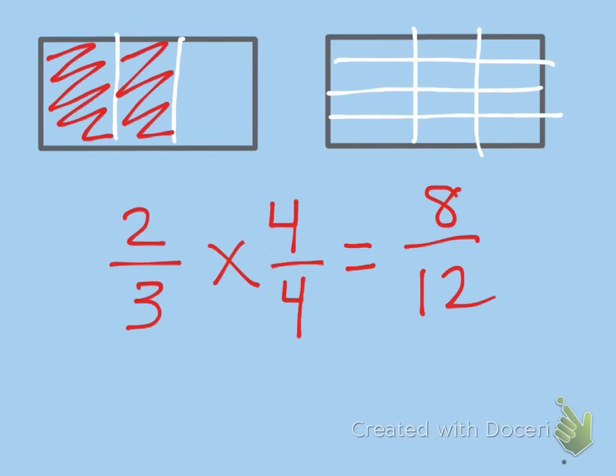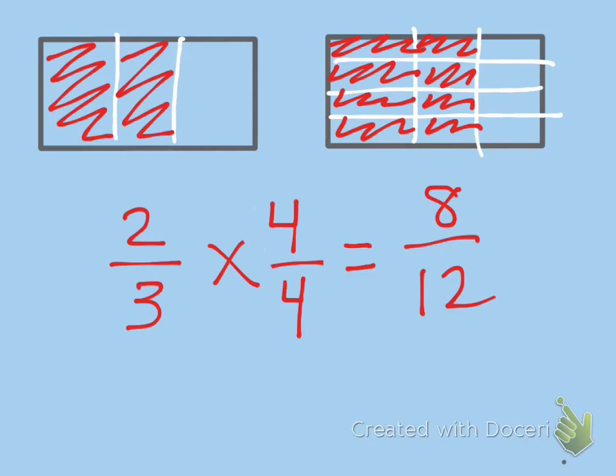So there I shaded 2/3, and here is what 8/12 looks like. If you look closely, you can see that the same amount of the rectangle is shaded in both rectangles. So 2/3 and 8/12 are equivalent fractions. They are the same thing. You can tell by the amounts drawn in the pictures. So when we multiply the same number on the top and bottom, it's just like when we're multiplying by 1.